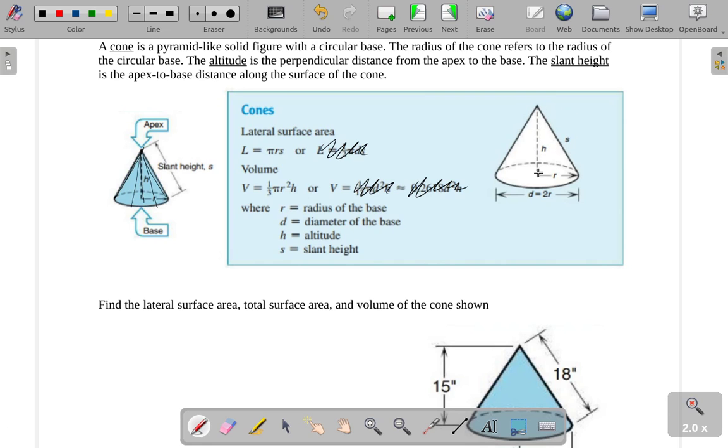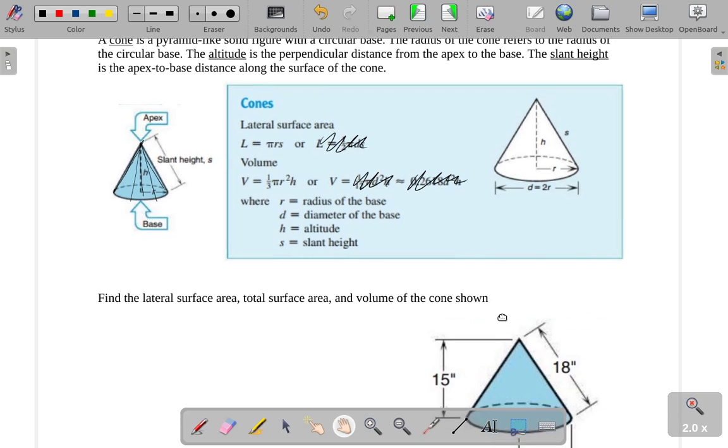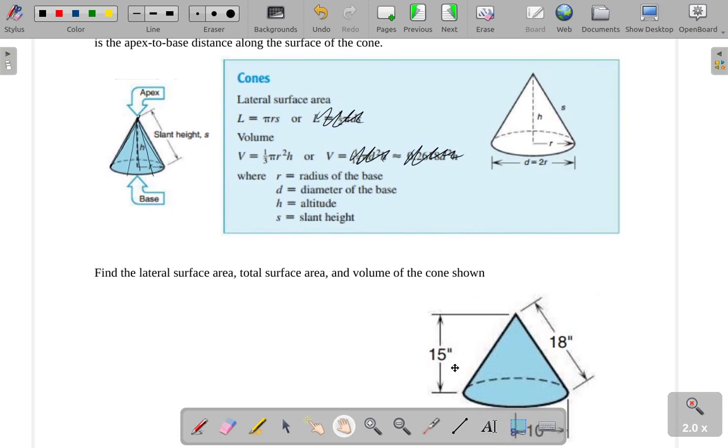We talk about the height of the cone. Again, this is measured at a 90-degree angle to the base, or it's measured orthogonal, actually, is what it's called, to the base. And we can also talk about the slant height, which is measured along the side, between the apex and a point on the circle.